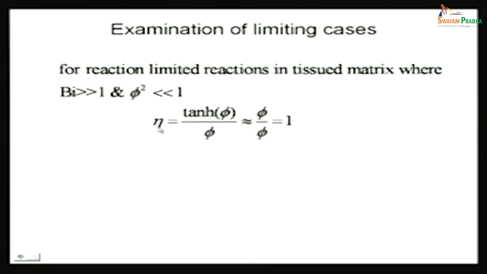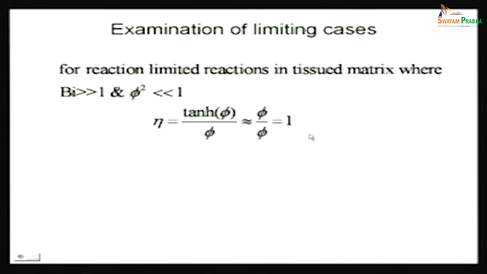So if eta is tan hyperbolic phi over phi, now if phi square is smaller than 1, then phi is even smaller than 1, and tan hyperbolic phi goes to phi, fine. So then you have eta of 1, okay.